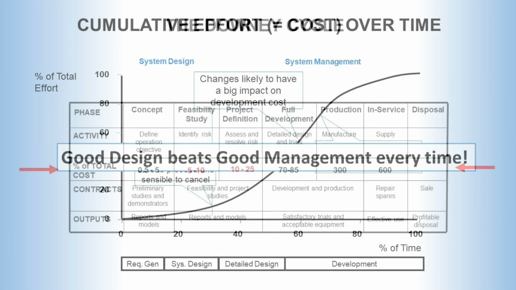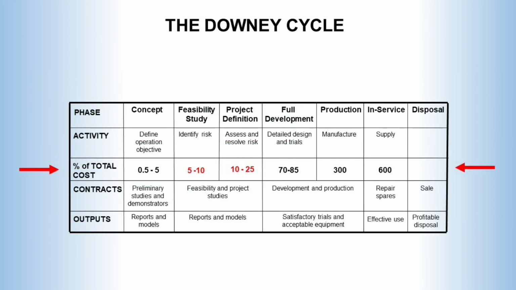To this end, Downey not only identified the phases of a project, but made recommendations as to the appropriate spend in each phase. In particular, he recommended that 5 to 10% should be spent on getting the feasibility studies right, and that a further 10 to 25% be spent in project definition, getting the design right and ensuring that the required technology was ready for application.